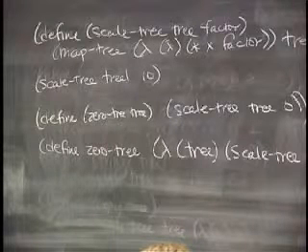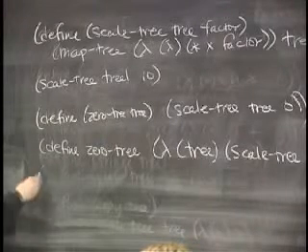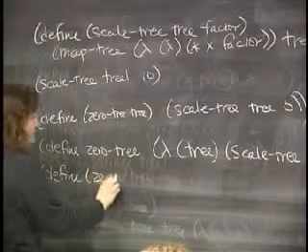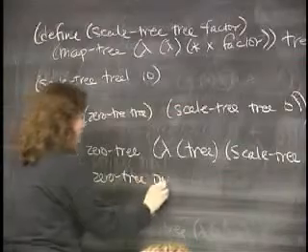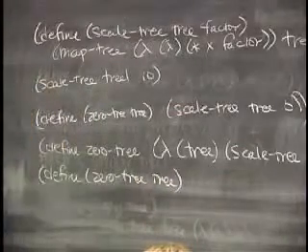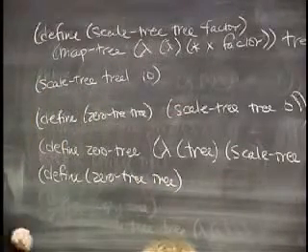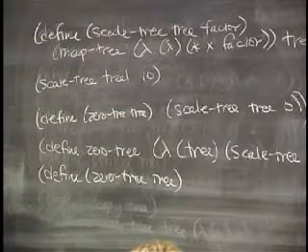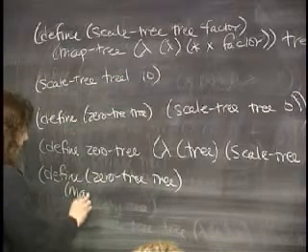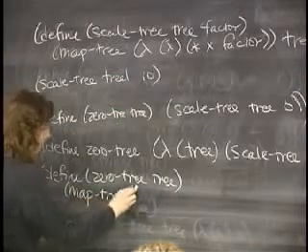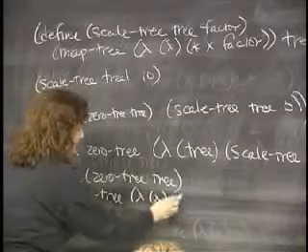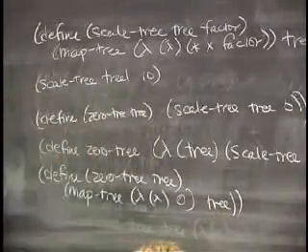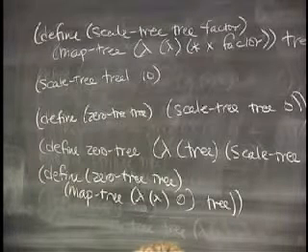Okay, we could also write this a different way. We could define 0 tree of a tree. Well, we could just do a map tree where we have lambda x 0 on the tree. Same thing, different ways to write it.